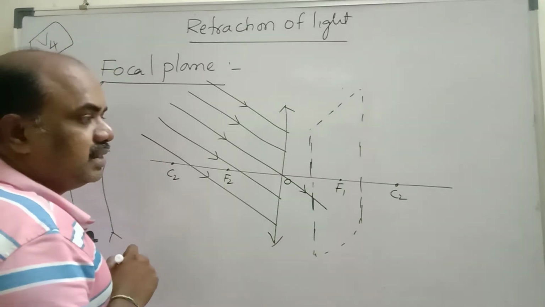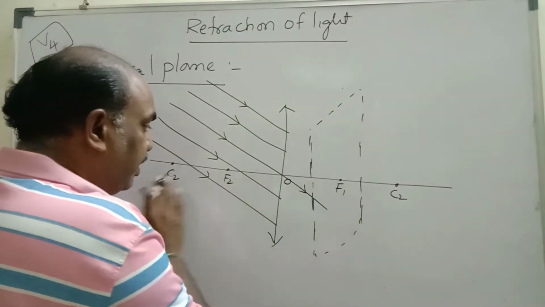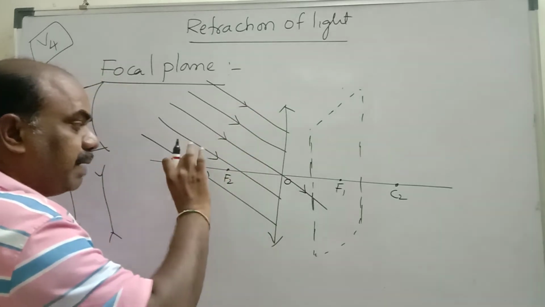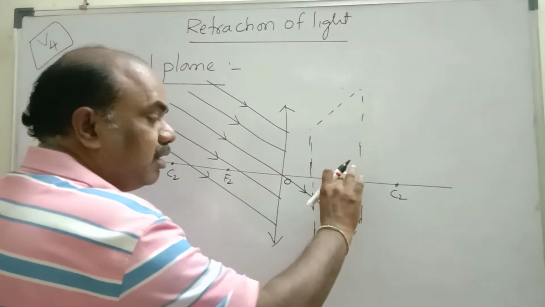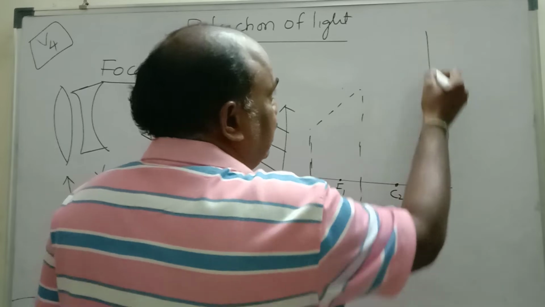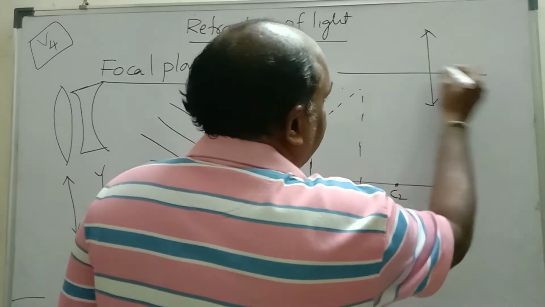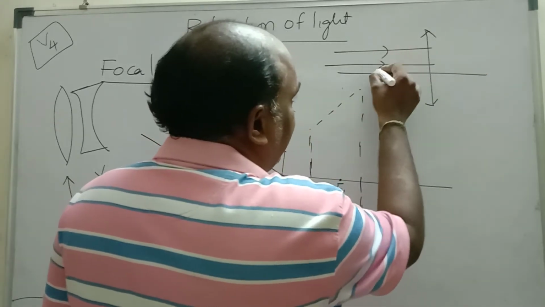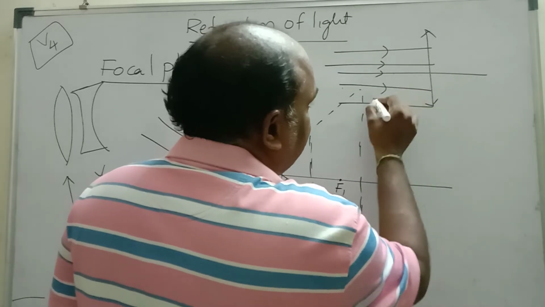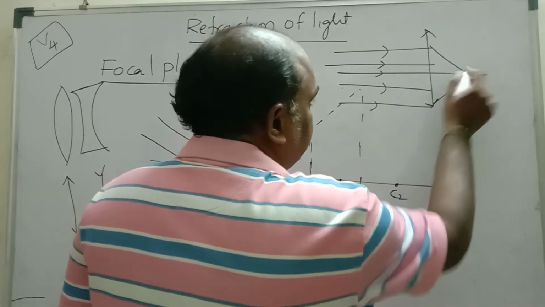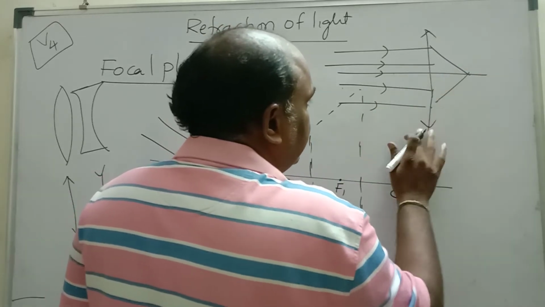Where does the image form? Generally, all incident rays parallel to the principal axis converge and meet at the principal focus. This we know.